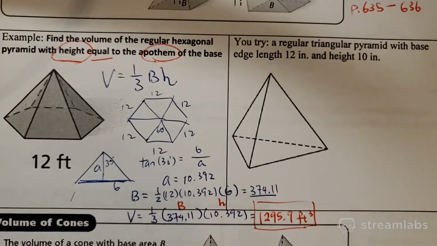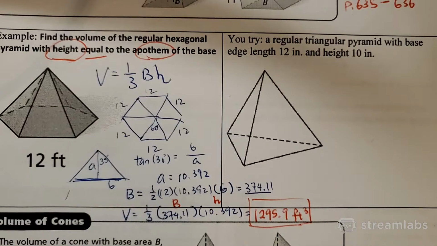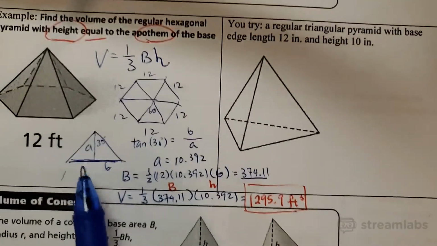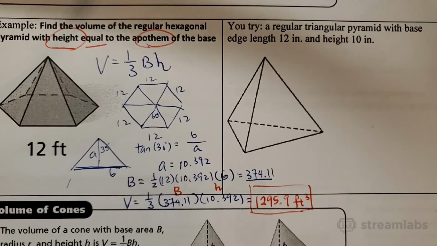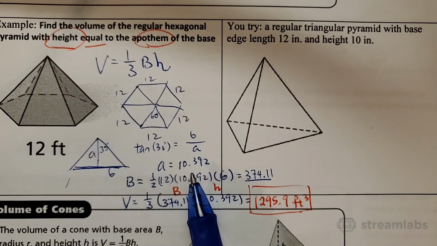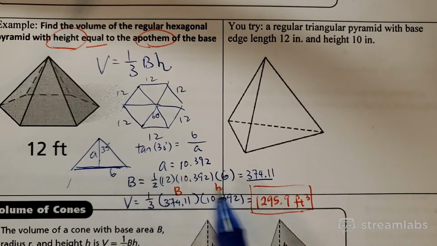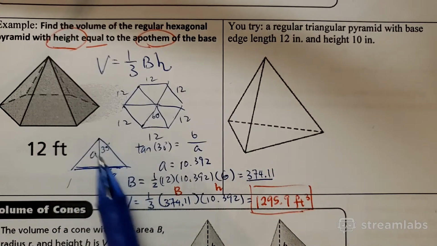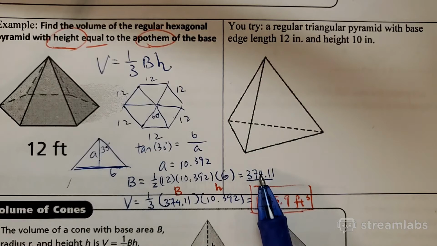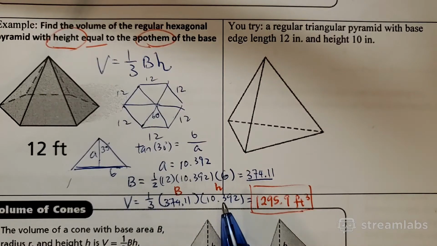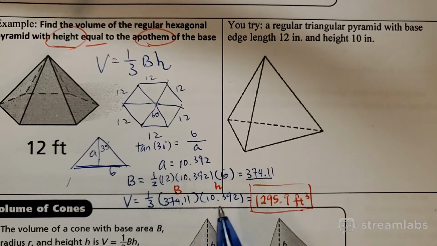Okay, recap. Still base area times height, but it's just 1/3 of it. Base area we already knew how to find, so it's just a matter of executing it correctly. Make sure you find the apothem: it's 10.392 or 6 root 3 based on 30, 60, 90. Then you use the same method to find the base: 1/2 base times height times 6. They already tell you height is the same as apothem, so if your apothem is correct, your height should be correct. And you multiply it through.